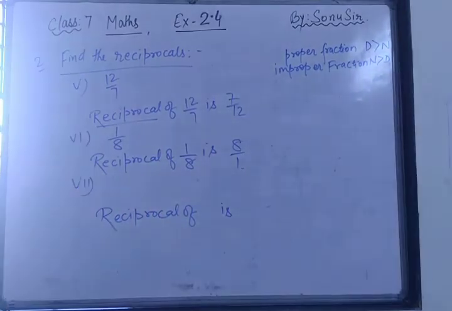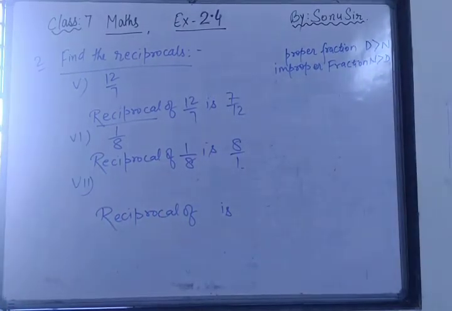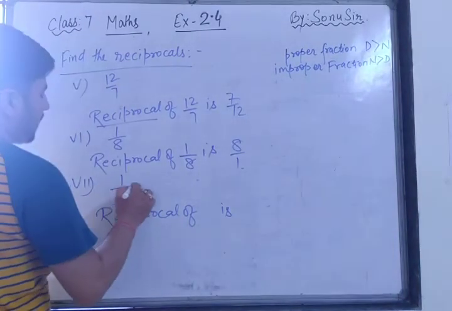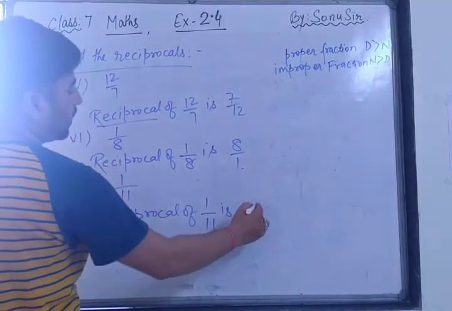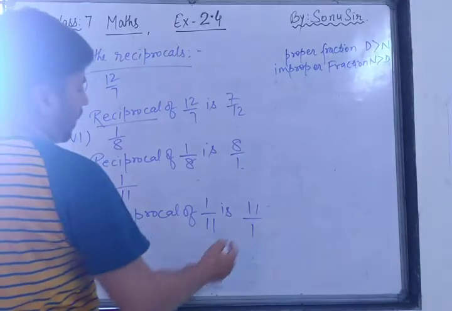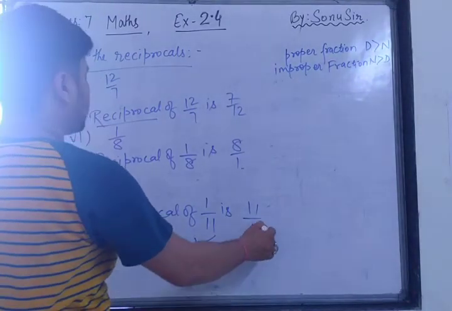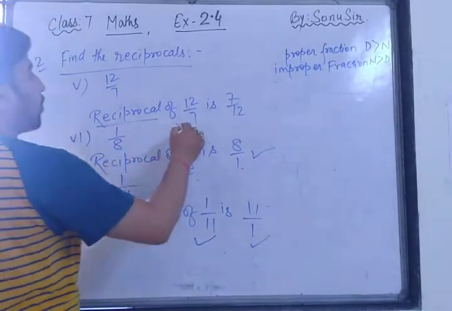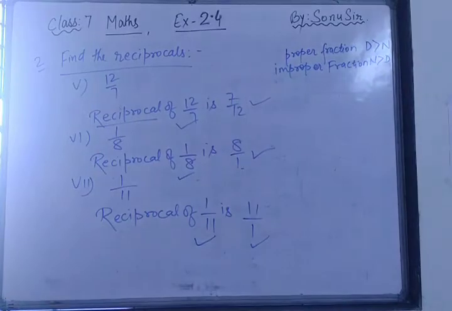And the last question of this second one. What is the last question? Can you tell me? 1 by 11. So what will be the reciprocal of 1 by 11? Either you can write 11 or 11 by 1. So which is the proper fraction? 1 by 11 or 11 by 1? 1 by 11 is proper. This is improper. 1 by 8 is proper. This is improper. 12 by 7 is improper. 7 by 12 is proper. So we have seen 1, 2, 3, 4, 5, 6, 7. All the questions we have seen. Got it? Now we are moving towards the question number 3.